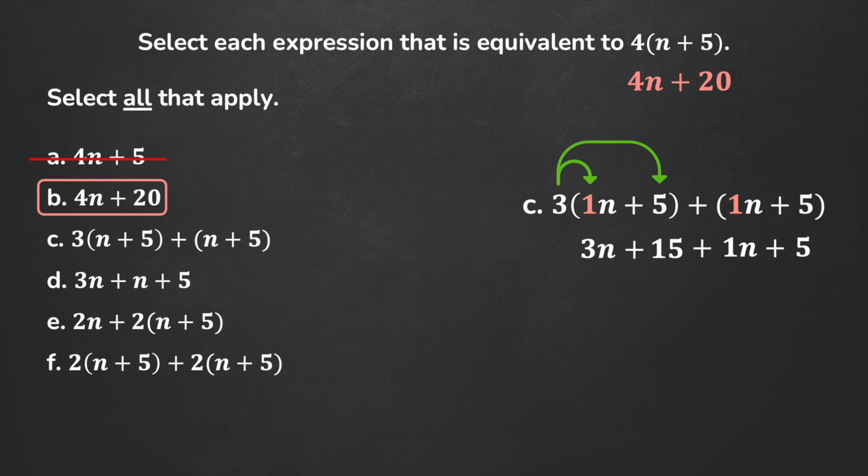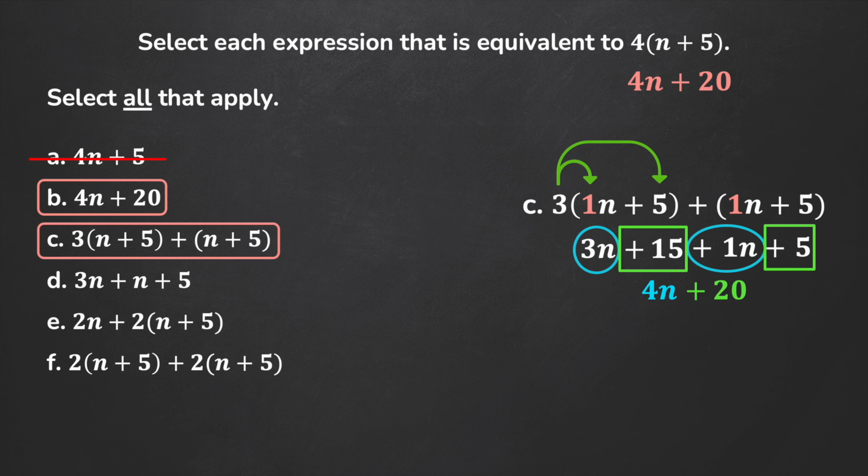So now we have 3n plus 15 plus 1n plus 5. And here what we have to do is combine like terms to simplify this further. So we have 3n and 1n that have the same variable. Even though the coefficient is different, if they both have the same variable, we could go ahead and combine them. So 3n plus 1n is 4n. And then we have 15 and 5, which we could also combine. 15 plus 5 is 20. So we end up with 4n plus 20, meaning that C is also equivalent to the given expression.